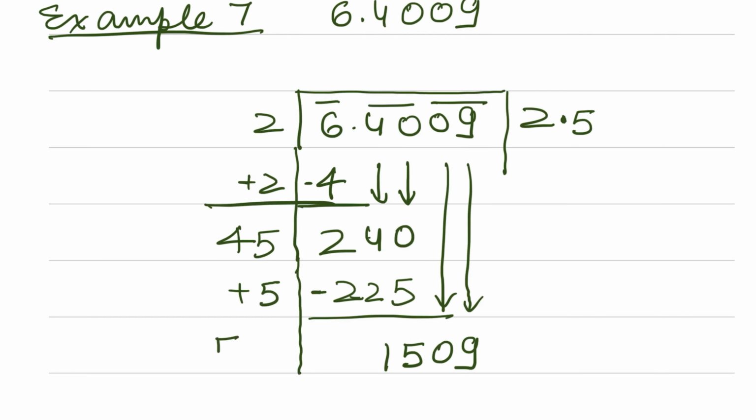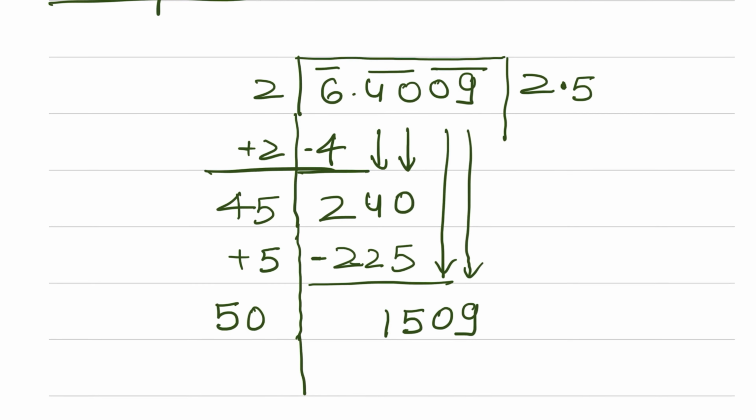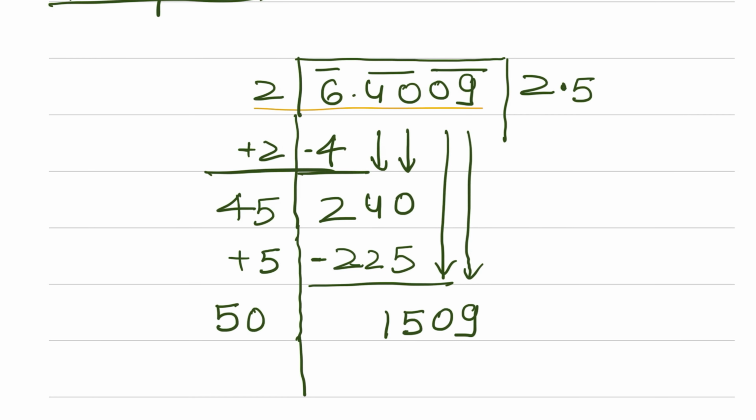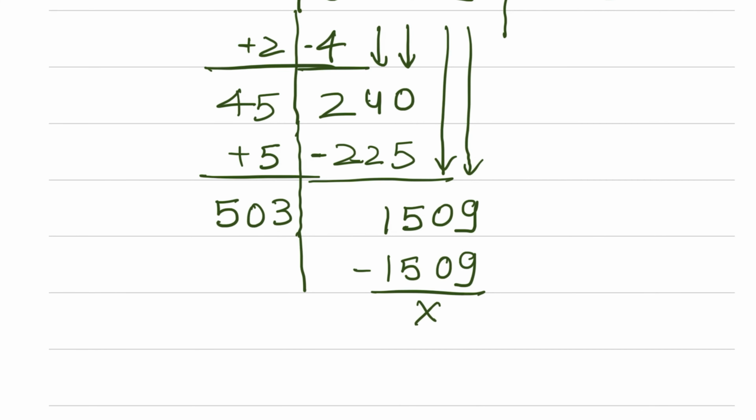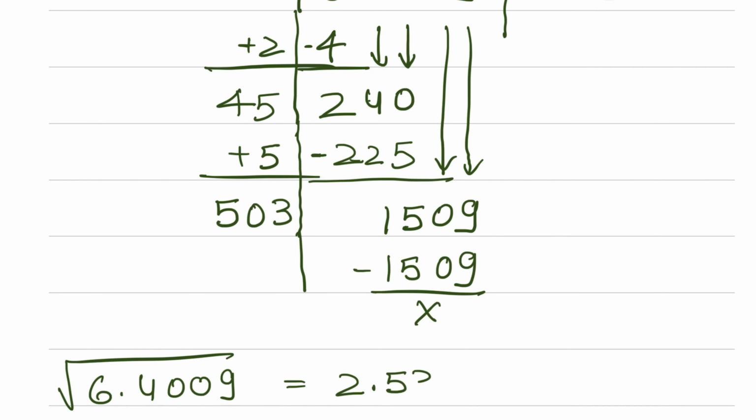So this becomes 50, and I have to look for the units place digit. So it's 3. So I can write down 3 here. 3 times 3 is 9, 0 and 15. Subtracting, I get 0. So I can write down square root of 6.4009 is equal to 2.53.